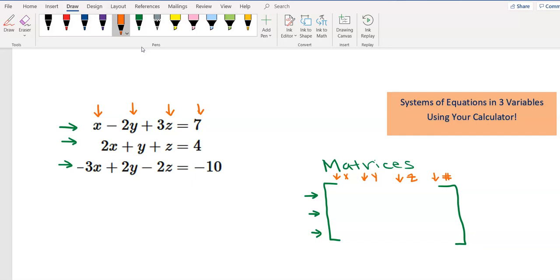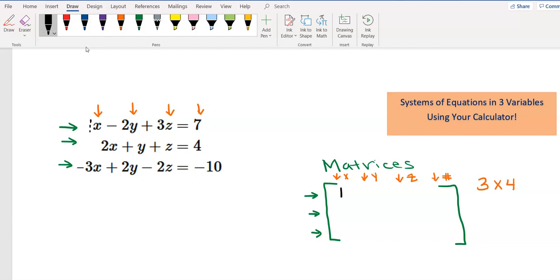Okay, now that we know how to set this up, this would be considered a 3 by 4 matrix, 3 rows and 4 columns. Now we're actually going to put the values in. Your calculator does not need you to input the x, the y, and the z. It simply wants the coefficients. If you have a plain variable, remember that means there's an invisible 1. So the coefficient for the first row, first column would be 1.